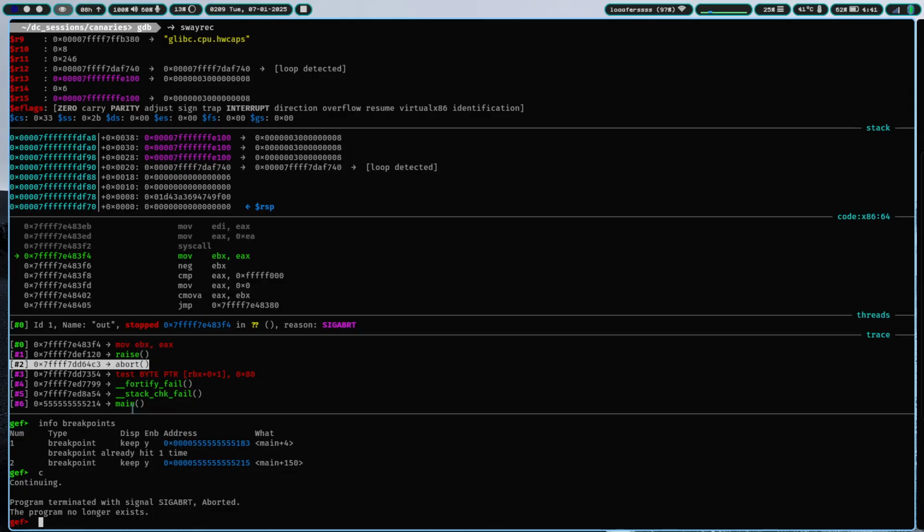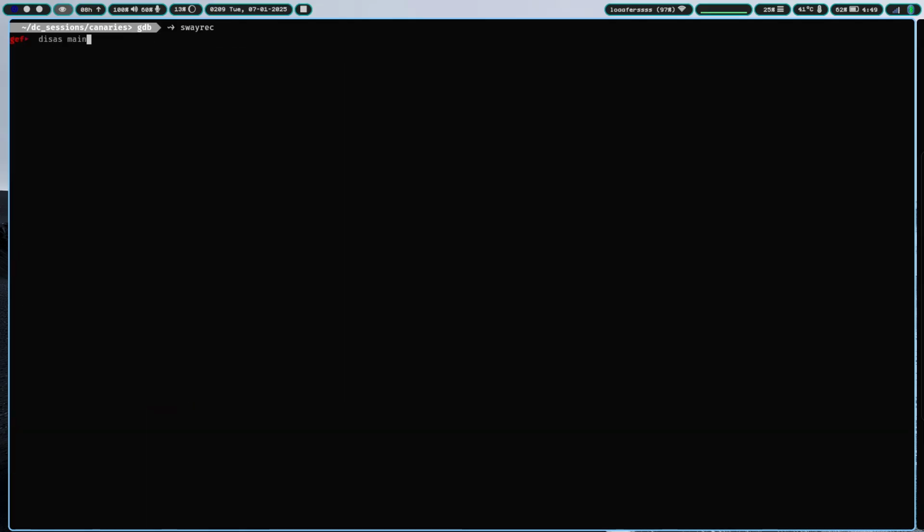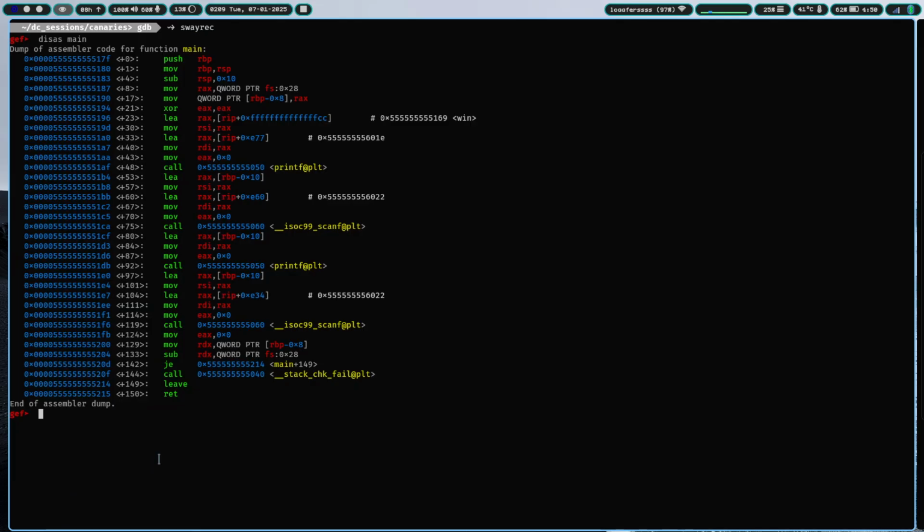So yeah. However, nothing. So this is what happens when you fail the canary check. And just to show you how the check is done exactly, we first load the canary from the stack into RDX and then subtract it from the memory and then check if it's zero or not.